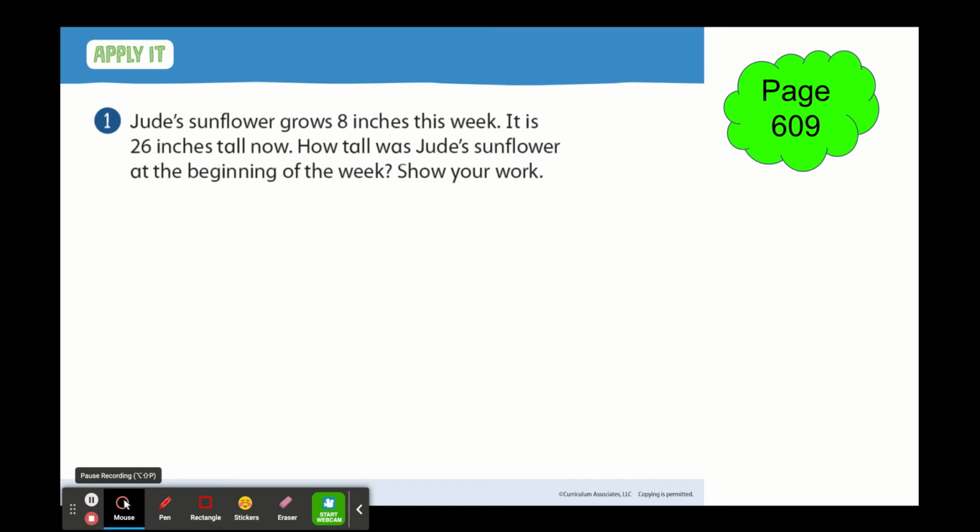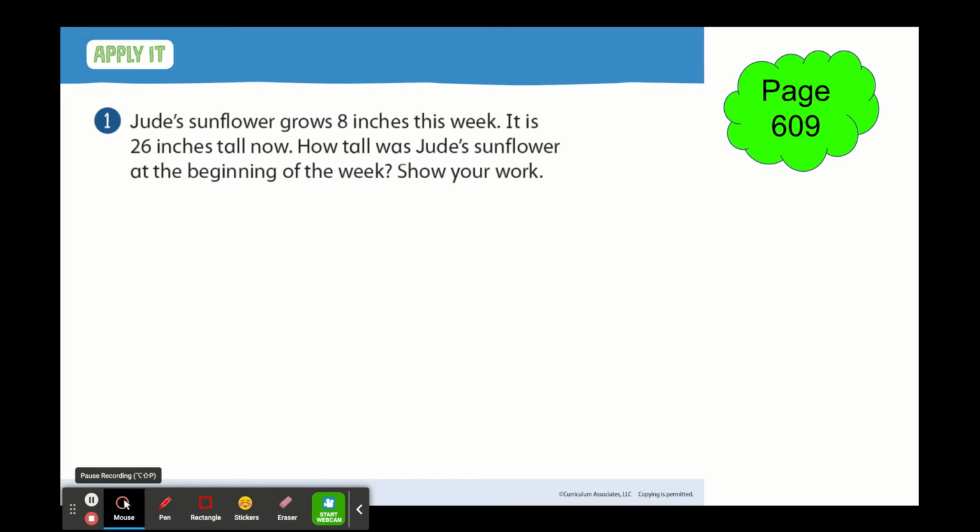All right. We have another problem here. Let's apply it. I'll read the problem to you 3 times. Jude's sunflower grows 8 inches this week. It is 26 inches tall now. How tall was Jude's sunflower at the beginning of the week? Show your work. All right. What is the problem all about? If you say it's about a sunflower, you are correct.